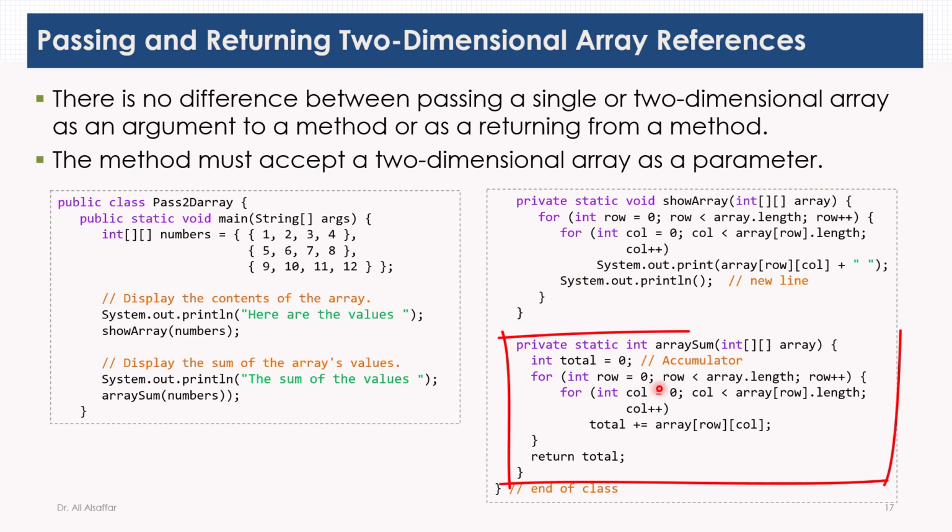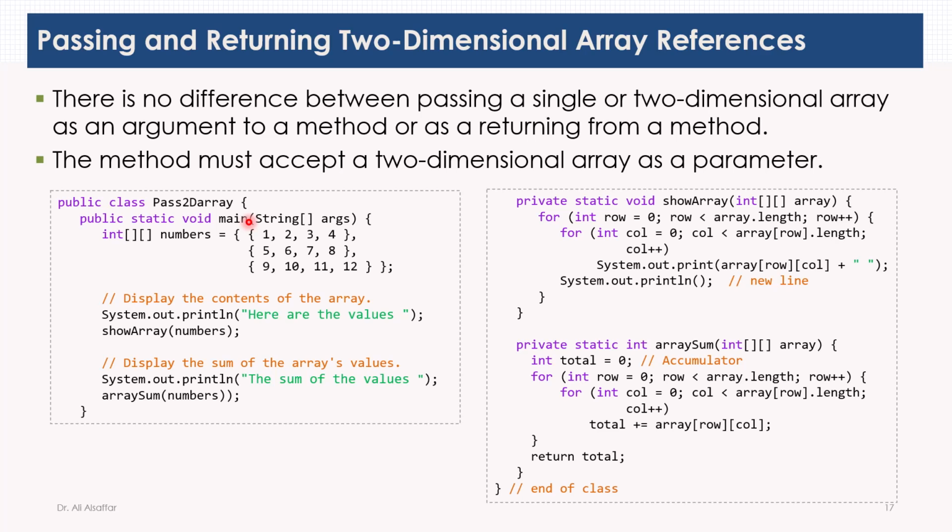The second method is called arraySum, and it also has one input parameter, and it returns the sum of all elements in the array. In the implementation, it doesn't matter if you process it row by row or column by column, because you are going to visit every element in the array one by one and add it to total. After finding the total, the method returns the total as a return value from the method. So this is how formal parameters are defined for a two-dimensional array.